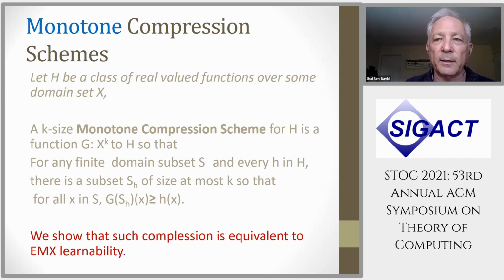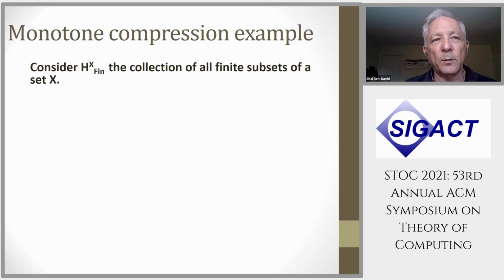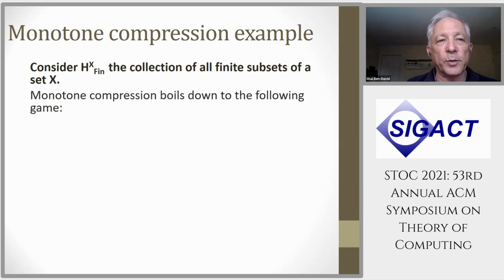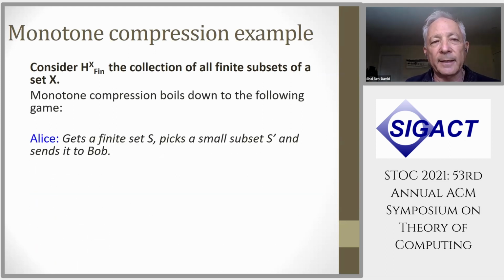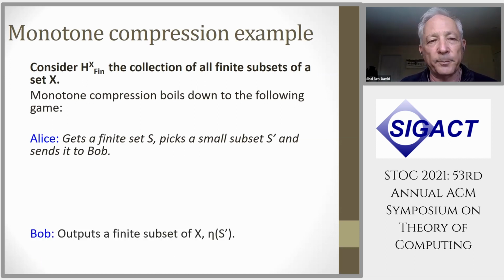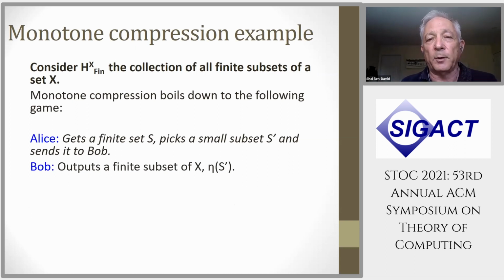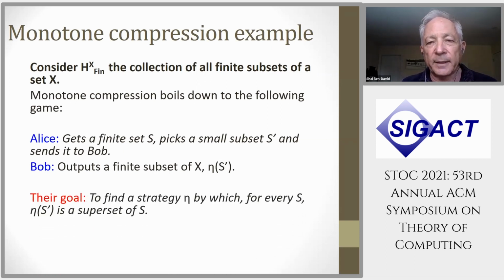And I will demonstrate this compression on the case of a collection of subsets where you want to find which subset has the maximum weight. So again, to make the problem interesting, you have some space X, but your collection contains all the finite sets, only finite sets. And now what will be the compression? So it's a game. Alice gets some finite set S of points from this. You have an unknown probability distribution, but we are talking about just a combinatorial game. Alice gets a set S and has to pick a small subset S prime of S and send it to Bob. And Bob has to compute, based on the small subset S prime, a finite subset of X. And the goal is to find a strategy by which for every S, Bob can figure out a superset of S.